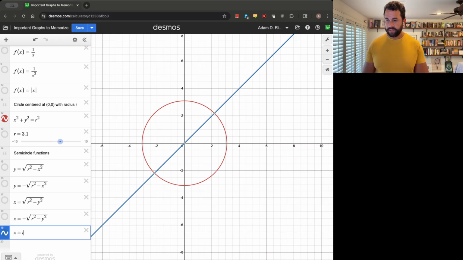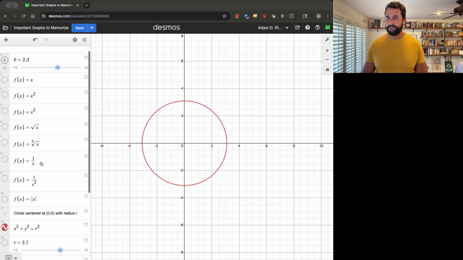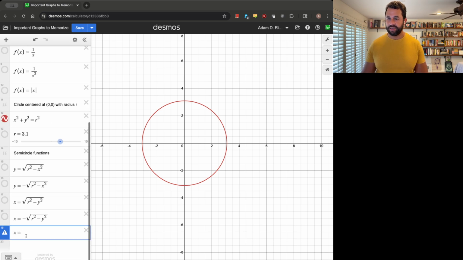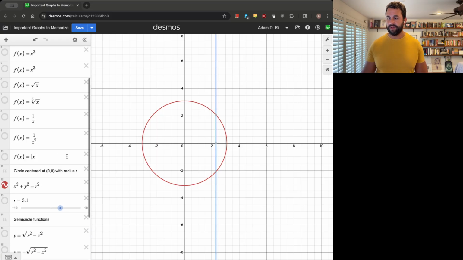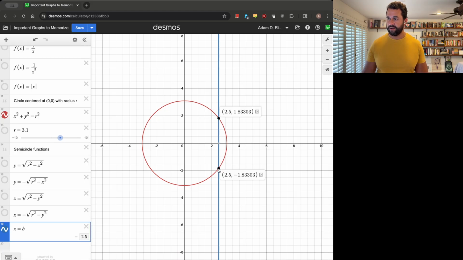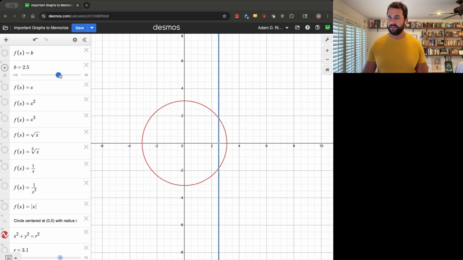Hold on. Well, I'll just use b in this case. x equals b. That way I can move it around. All right. So remember here, as I move this line back and forth, it hits the graph at two different points, right here and right here. As I move that horizontal line, it's intersecting the graph at two points.